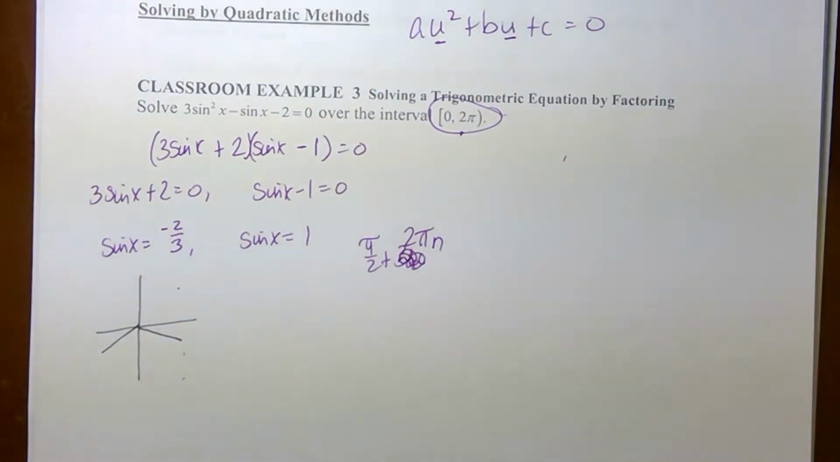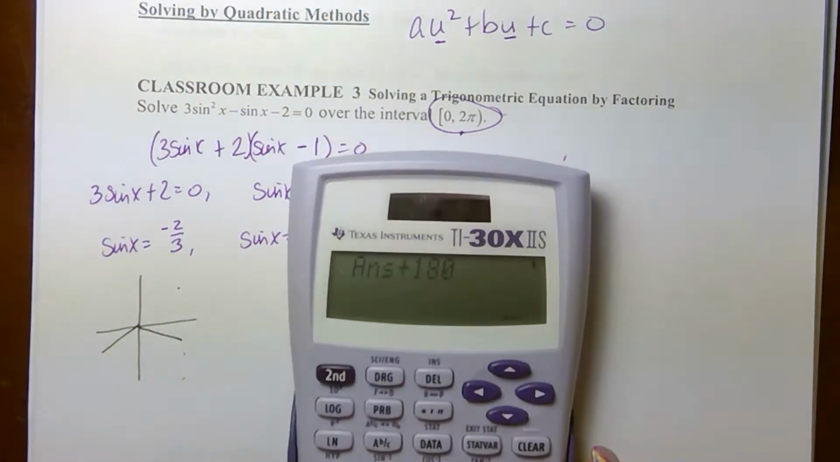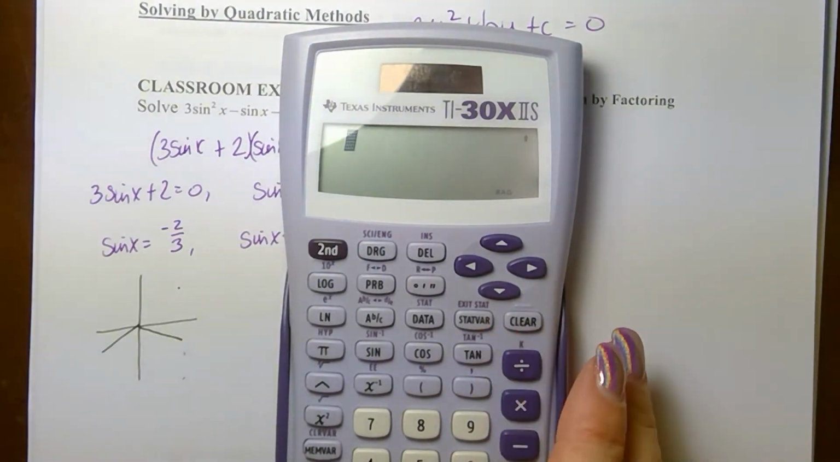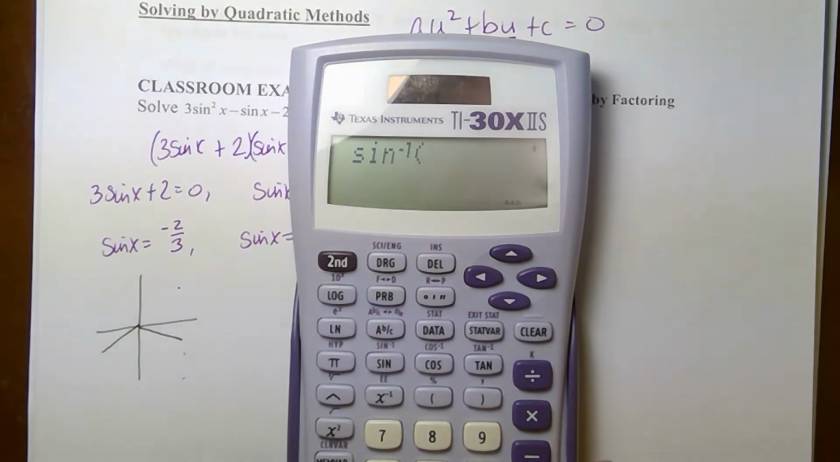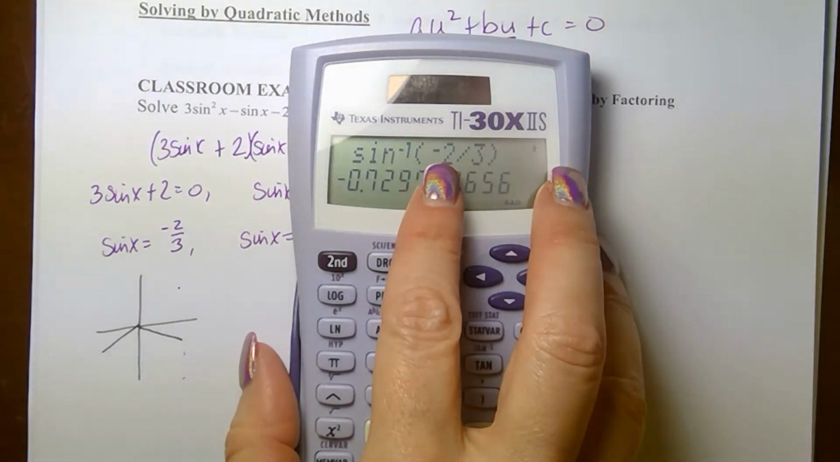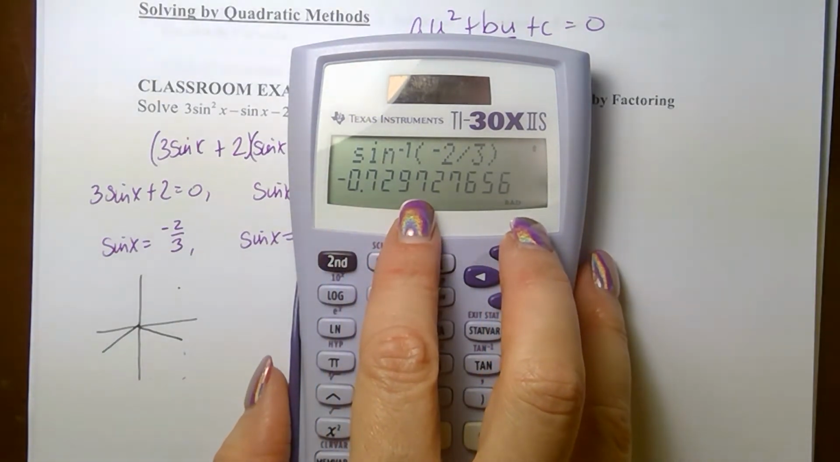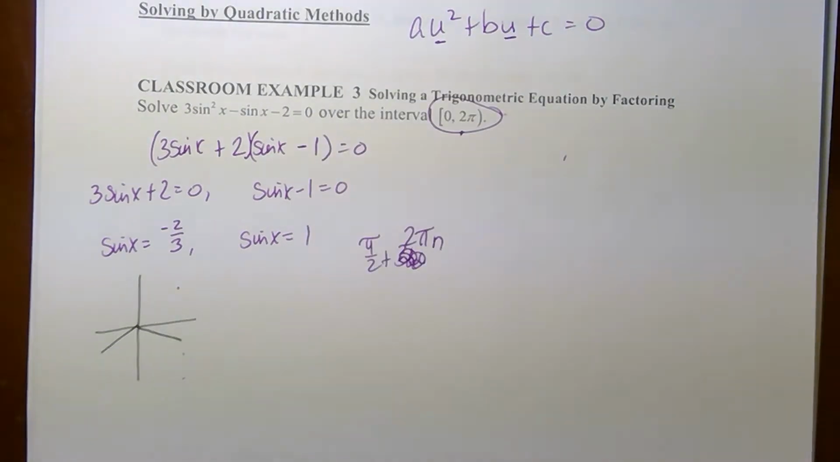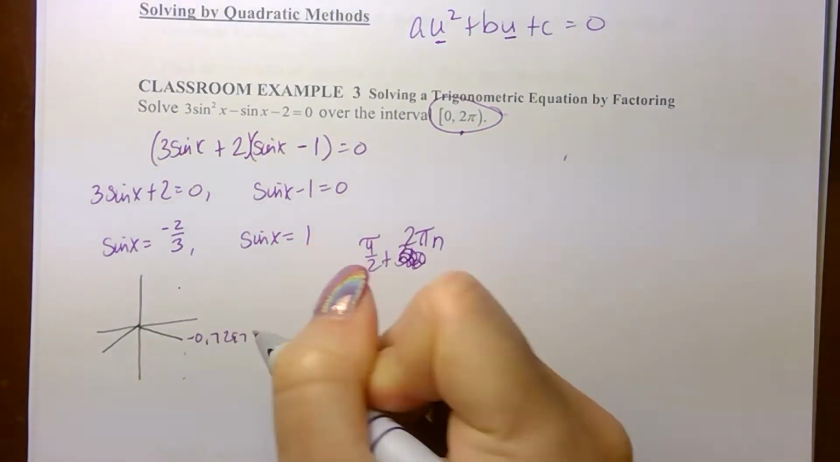Let's look at our calculator and see what we get. All right, I'm in degree mode. I need to switch to radian mode. And once I'm in radian mode, I'm going to say sine inverse of negative 2/3. And that gives me a radian value of negative 0.7297. And that's what I'm going to use, negative 0.7297.